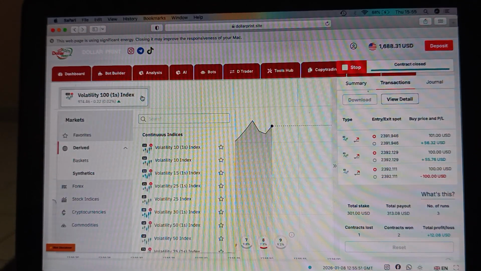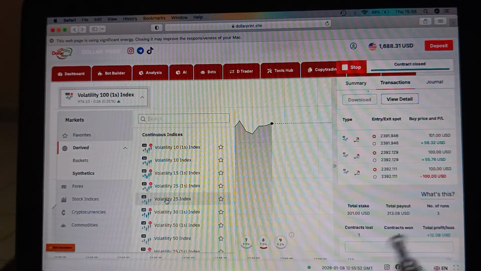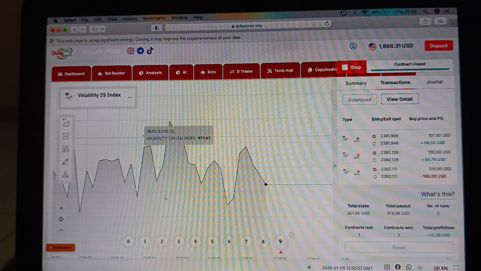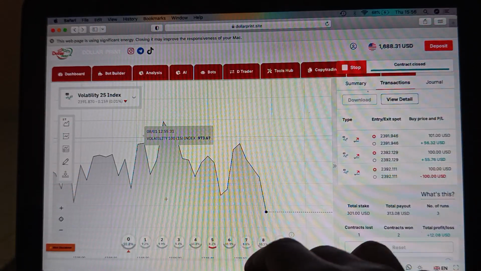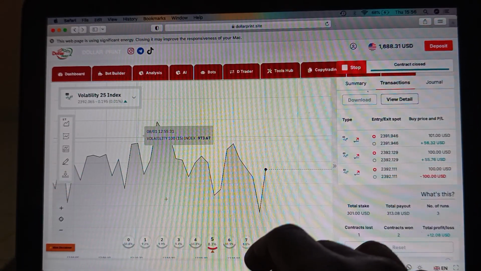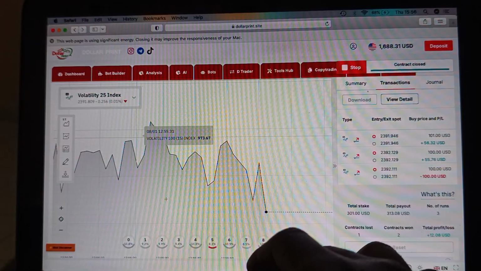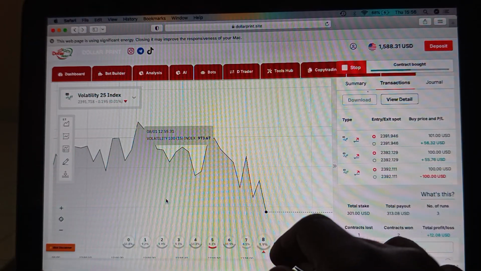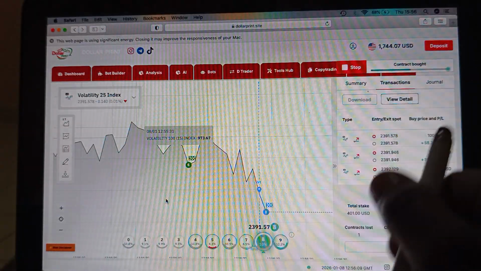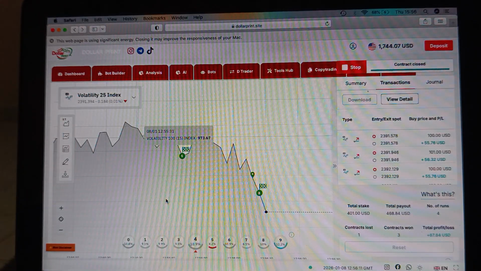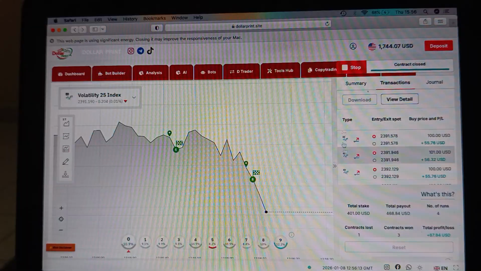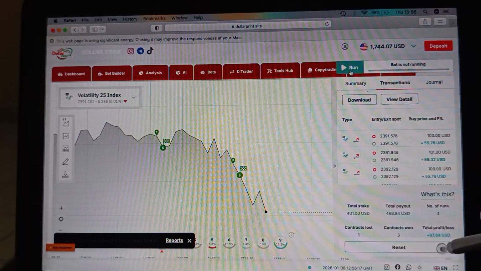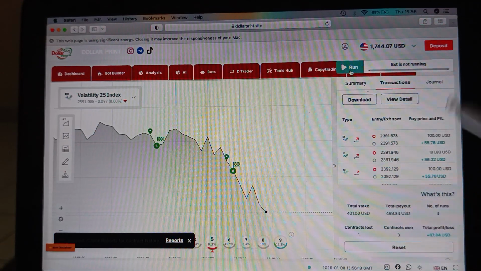It only buys when the cursor touches digit 8, just like that. If the cursor doesn't touch digit 8, it won't buy. As you can see, the digit is reducing, so I need to wait. Only 3 runs, 1 loss, but still I'm on profit, as you can see.